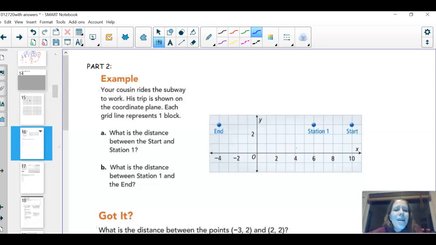Okay, so it says, your cousin rides the subway to work. His trip is shown on the plane. Each grid line represents one block. So let's first make sure we understand. Your cousin rides the subway to work.